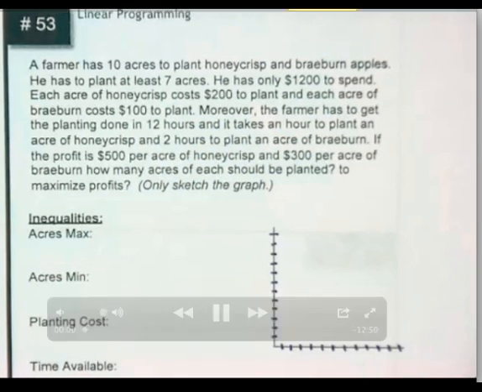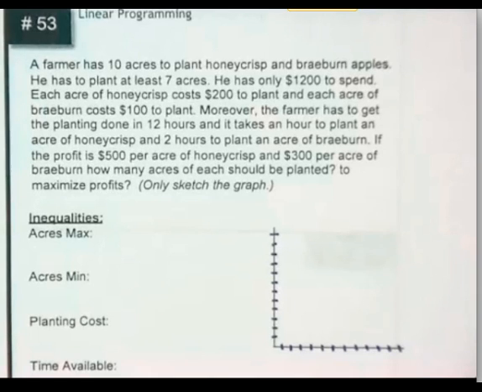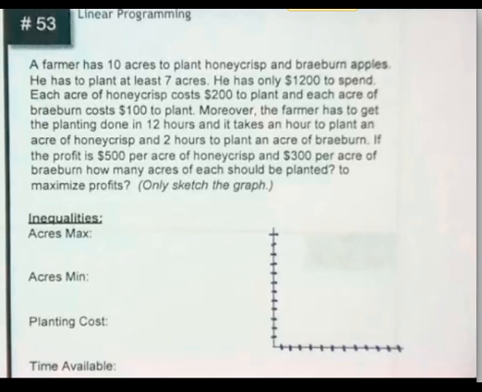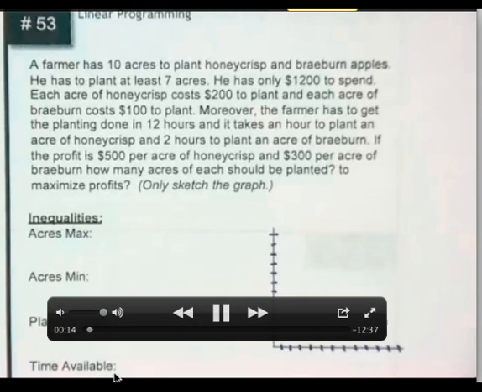Okay, this video here is going to walk you through target number 53, which is the homework section of the target. And what I need to have you do first of all is read through the question and try to set up and define what your X variable is and what your Y variable is. So pause the video right now, read the problem, and set up what X and Y are.